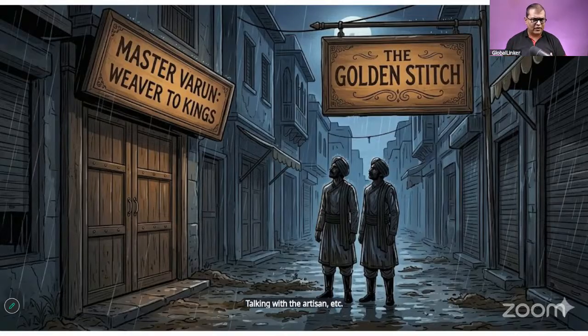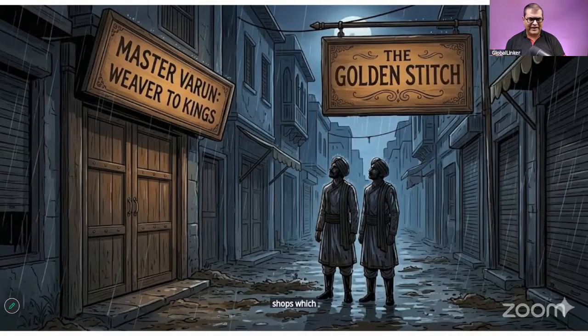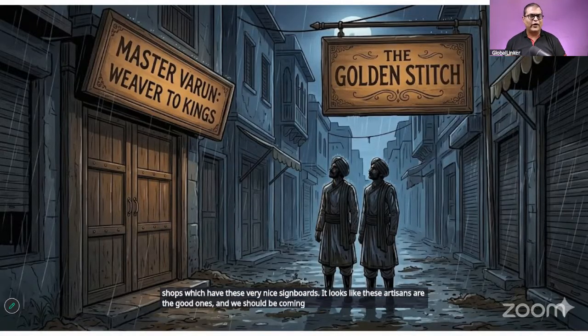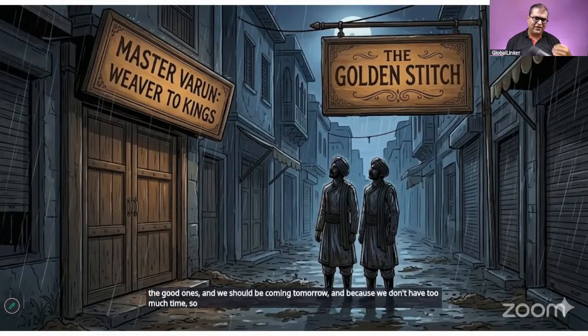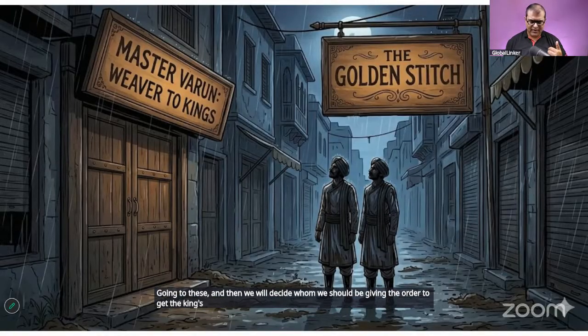So they thought and spoke amongst themselves that these shops which have these very nice signboards, it looks like these artisans are the good ones, and we should be coming tomorrow. And because we don't have too much time, we should be very quickly going to these, and then we will decide whom we should be giving the order to get the king's dress made.